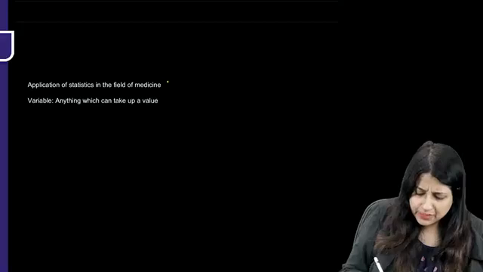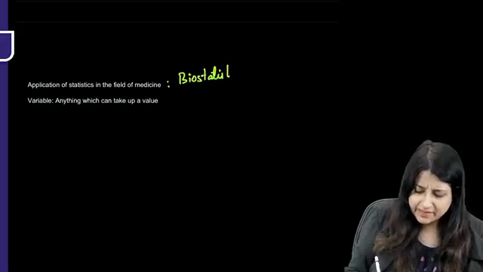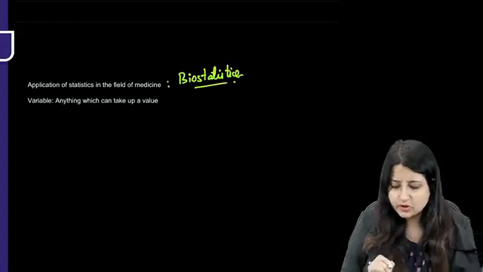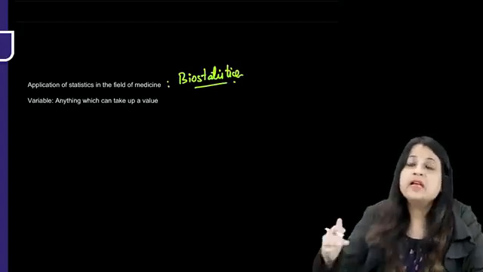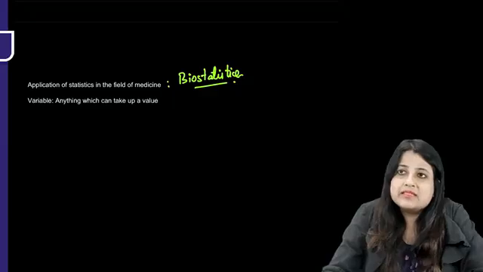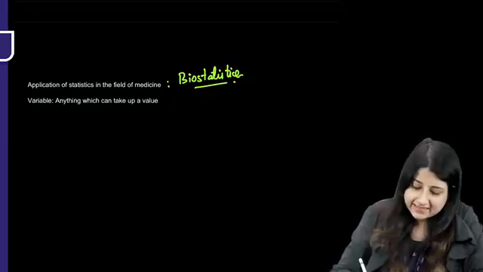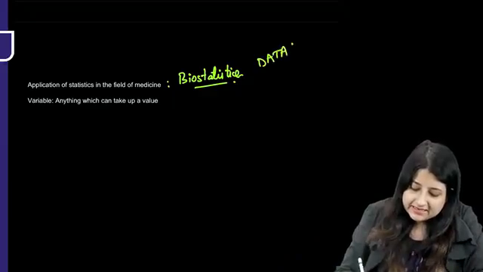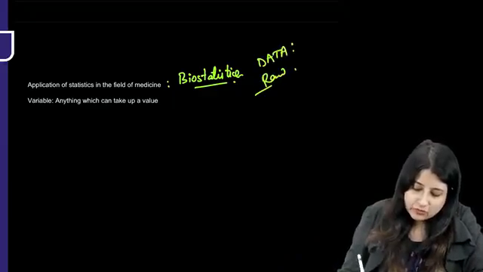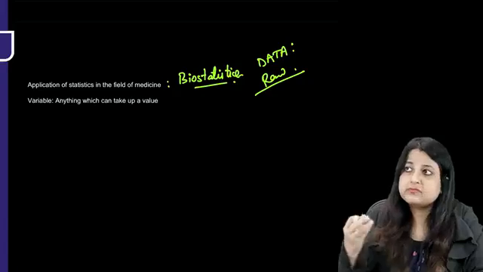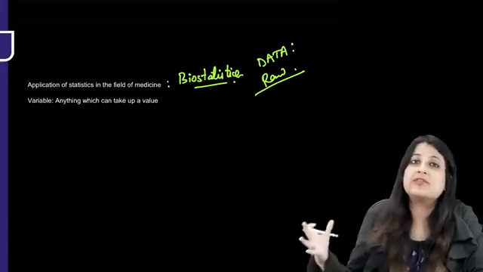Okay? So now what is biostats? Obviously nobody is asking you that, but still what is it? It's the application of statistics in the field of medicine. That's the definition of biostatistics. Now in biostatistics what happens is that we collect a lot of data. Data is nothing but raw numbers, raw values. Values of what? Values of variables.